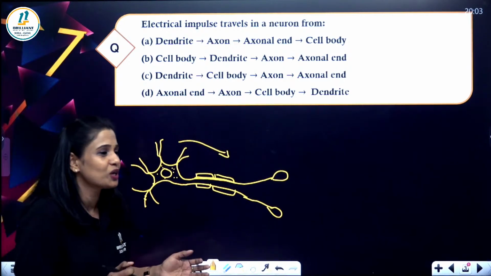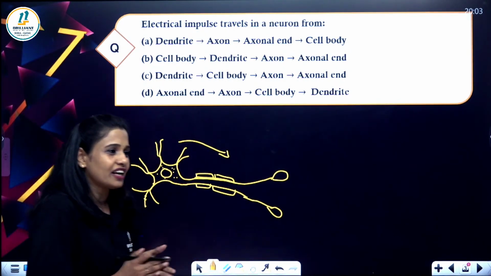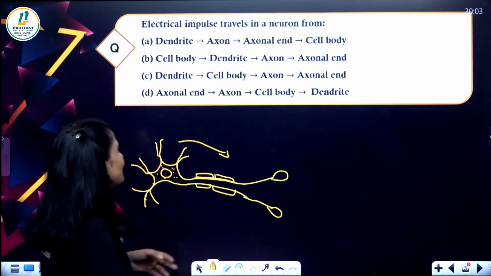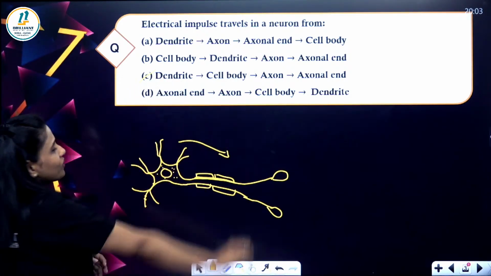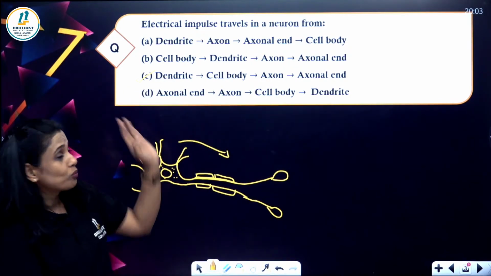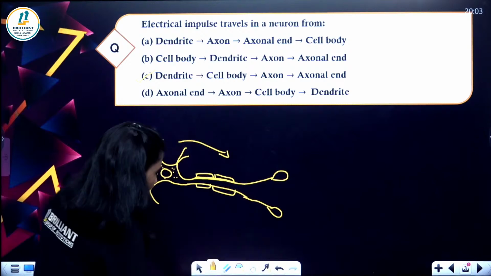So which is the correct option? Very good. Option C is the correct answer. So the answer for the first question is option C. Now let's do the second one.